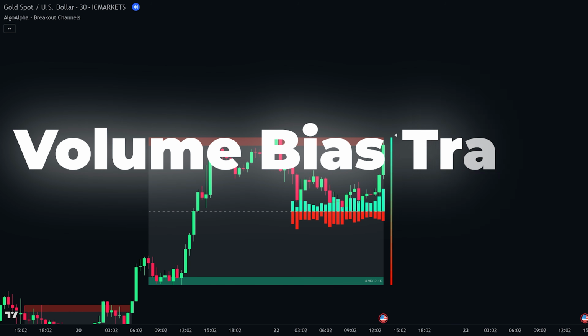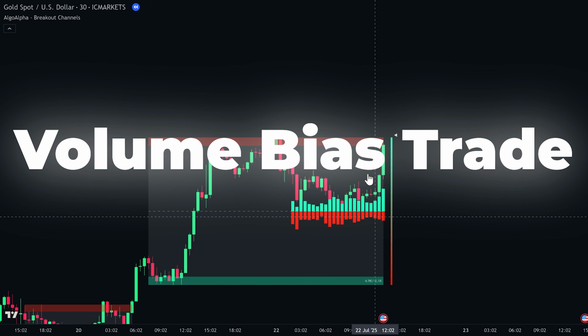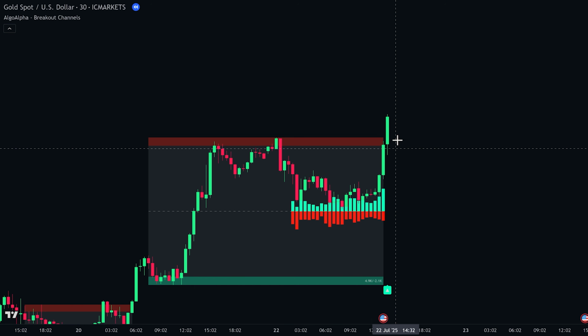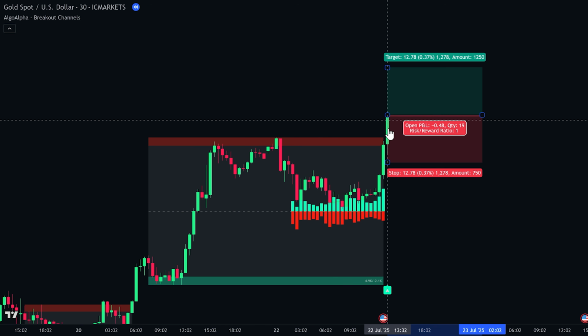The third approach is what we call the volume bias trade. In this setup, you're watching the volume inside the box before any breakout happens. If you start seeing consistent buying pressure while price is still ranging, with green delta bars and the gauge leaning upward, that's a clue that buyers are loading up. When price finally breaks out above the box, you already have confirmation. Enter a buy on the breakout candle.